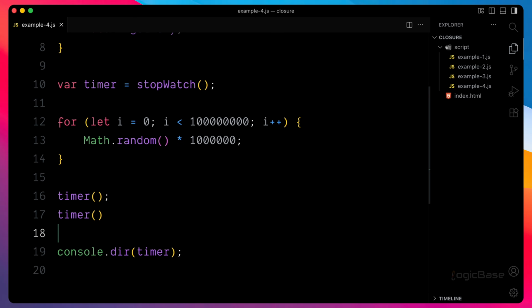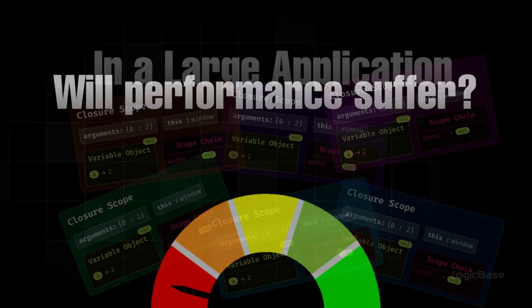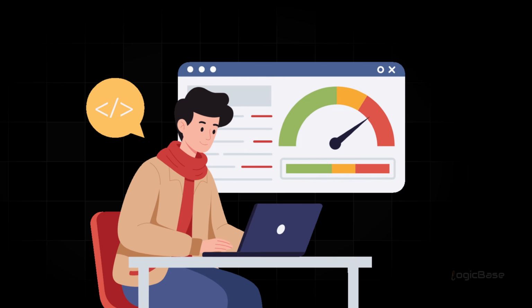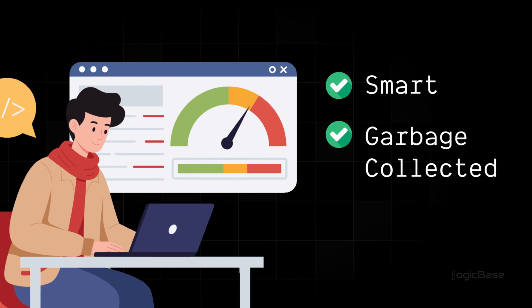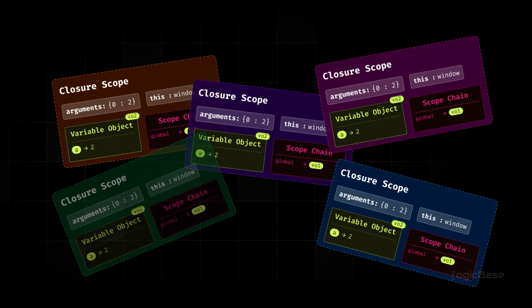Because of closures, no matter how many times we call the timer function, each call works independently and keeps its own start time reference. Every time, a new reference is created and held as long as it's needed. This is a small example, but in a large application, there could be countless closures holding references to many variables. Naturally, the question arises, if so many things are being remembered, will performance suffer? This is where JavaScript's performance optimization comes in. JavaScript is a smart, garbage-collected language. That means when JavaScript realizes that a reference or variable is no longer needed, it automatically removes it from memory.